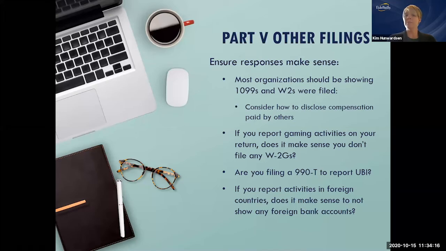There's a question here on gaming. So if you are filling out Schedule G and you're reporting that you have gaming, but you aren't saying that you're issuing any W-2Gs, which are what's issued to winners in gaming, does that make sense? Why is there a disconnect, if there is one? If you're saying you have unrelated business income, are you actually filing the 990T? If you say that you have foreign activities back on Schedule F, does it make sense for you to say that you don't have any foreign bank accounts? Oftentimes it does, but those are questions you should be thinking about, making sure there's consistency between the different parts of the return.